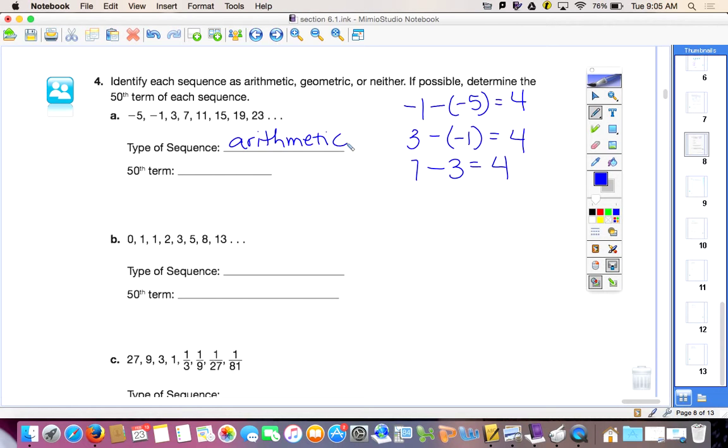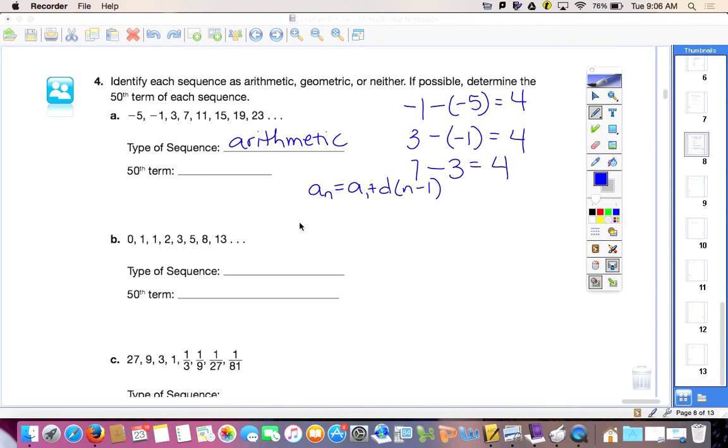Well, for this we need to go back and look at what the formula is on the previous page, and we're looking for arithmetic. So I'm going to pause it and write down what this formula is. Okay, so the explicit formula for an arithmetic sequence is a sub n, the term you're looking for, is equal to the first term of the sequence, a sub 1, plus the difference times the term minus 1.